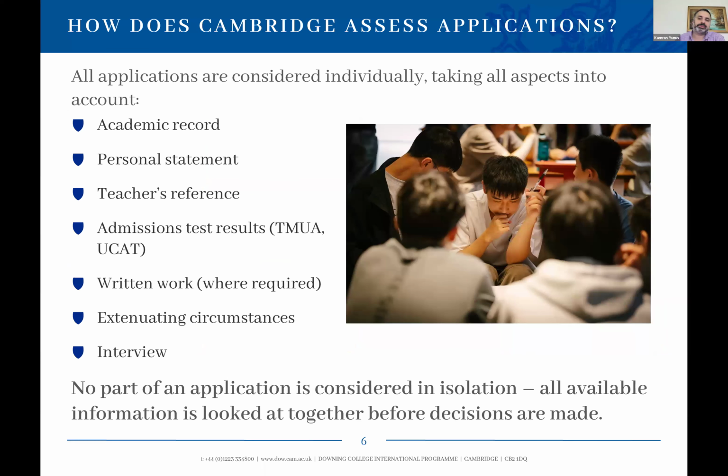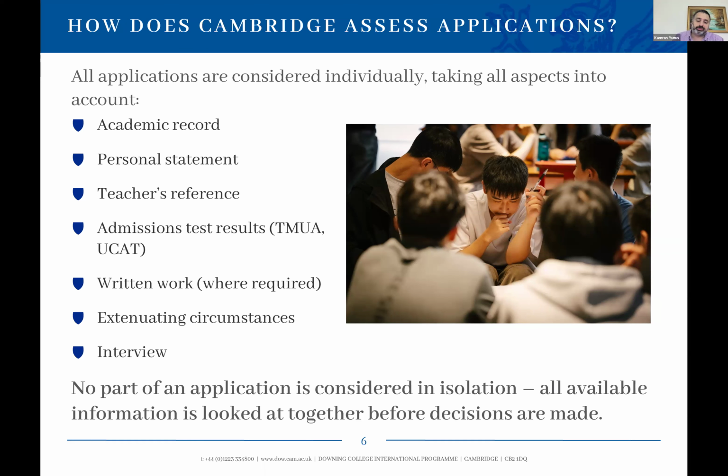In terms of how do we assess your application, we look at a number of different things. We look at your academic record. How have you done so far in your studies? What are your predicted grades for the subjects you're about to sit your exams? We look at your personal statement. We want to see what sort of supercurricular activities you've done to really further your knowledge outside of your school curriculum. We want to see your teacher's reference. We want to see what your teacher has to say about you. And in particular, what academic achievements do they highlight in your reference?